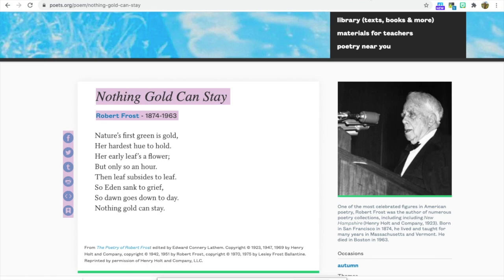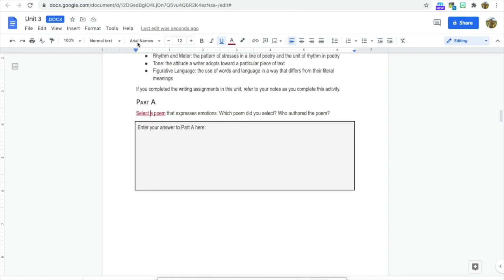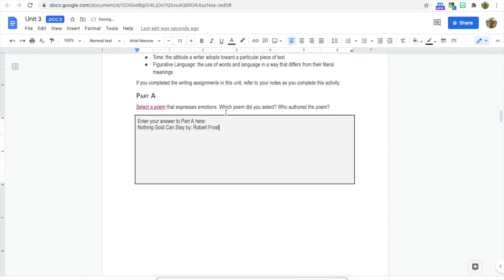So I'm going to focus on the one that we looked at in class last Monday, Nothing Gold Can Stay. You cannot, and this is very important, you cannot use the poem that I picked out. You have to choose one from the list, not the one that I chose. So I'm going to go back to the project and I'm going to say, what poem did I select? It is called Nothing Gold Can Stay by Robert Frost. Remember to include the title of your poem and the author.